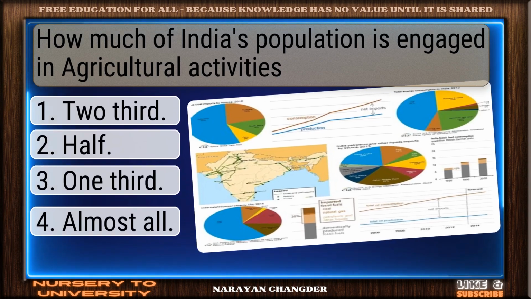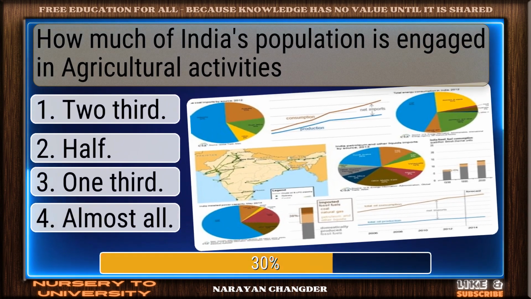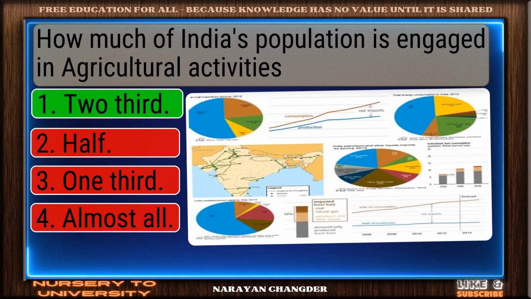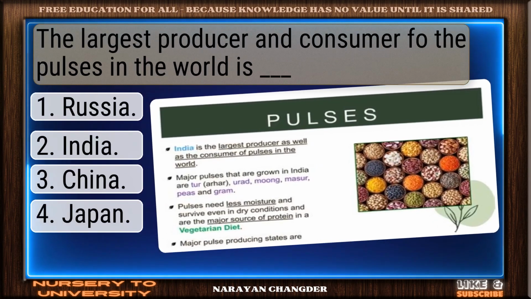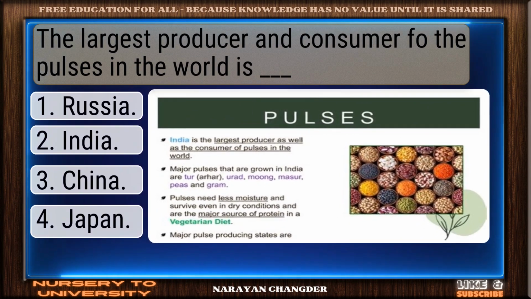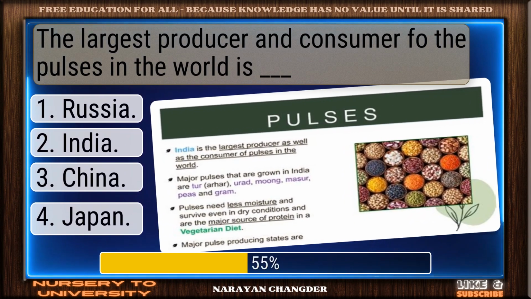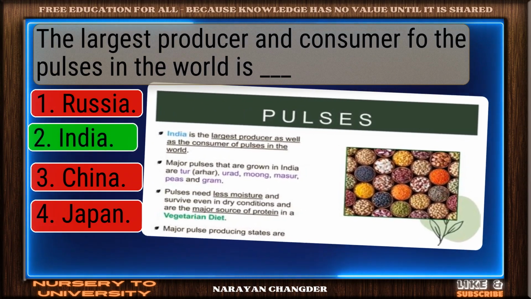How much of India's population is engaged in agricultural activities? You got it. 2/3 fits. The largest producer and consumer for the pulses in the world is dash. Correct. India is spot on.